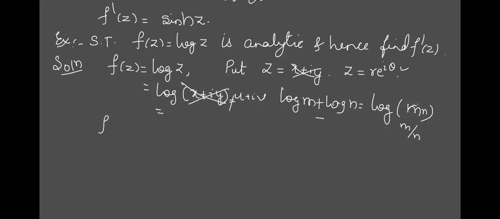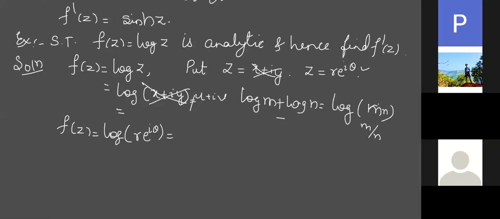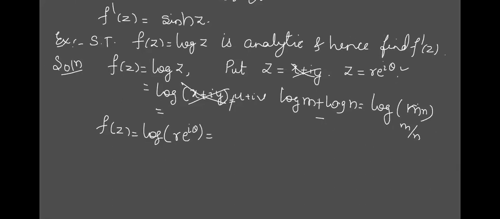This is f of z is log of z, and z is r e raised to i theta. Now tell me, can we apply any property? Log mn, very good. Now I'm writing the reverse part: log mn is log m plus log n. What is my m? It is r. What is my n? It is e raised to i theta. So log of r plus log of e raised to i theta.